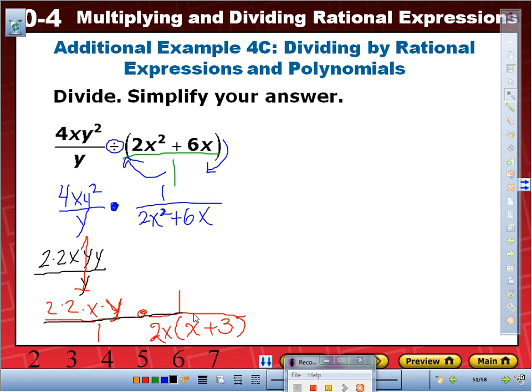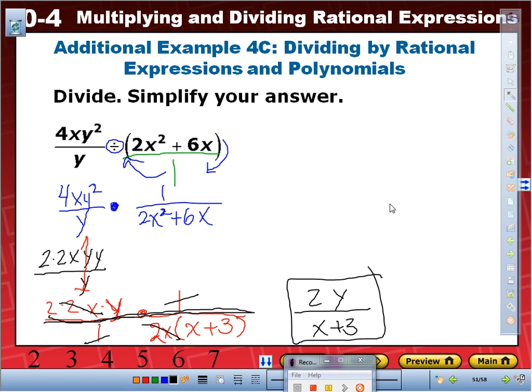Here's my fraction bar. Do you see some giant 1s? Yeah, the 1 and the 1. How about the 2x? 2x and 2x. What do we have left? 2y over x plus 3. Let's do another one.